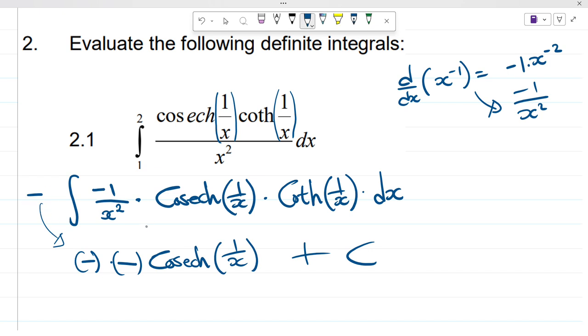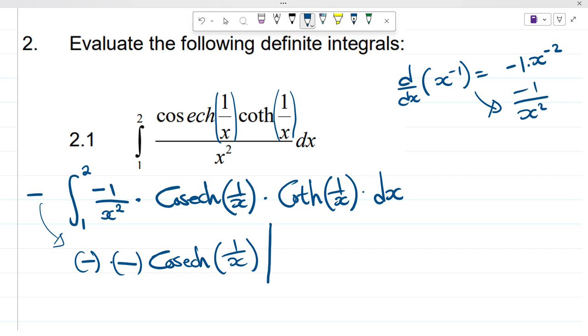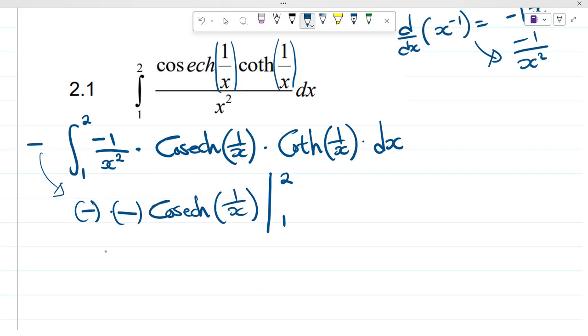At the end of the day, the answer for this is just going to be, oh, it's a definite integral that I'm dealing with. Sorry guys, there is not supposed to be a plus c there. We're supposed to substitute our limits. So sorry, here it's going to be 2 and 1. Sorry, I must have forgotten that. So negative and negative, they multiply each other, so we'll get a positive. So at the end of the day, here we'll just get hyperbolic cosec of 1 over x, and then the limits being 2 and 1.